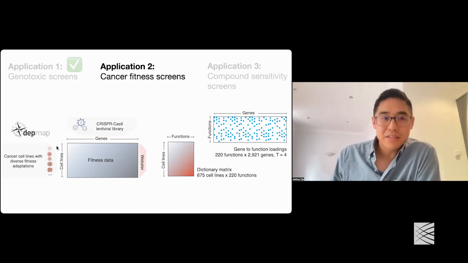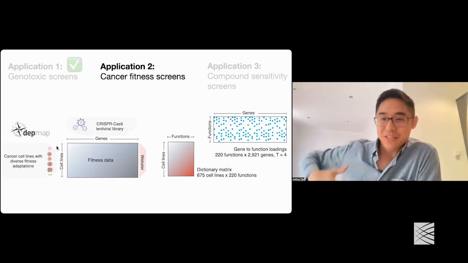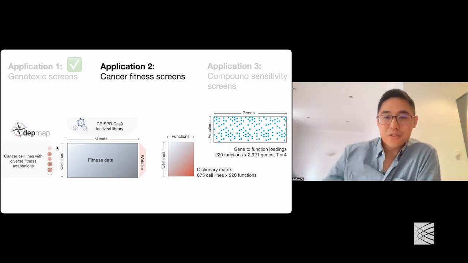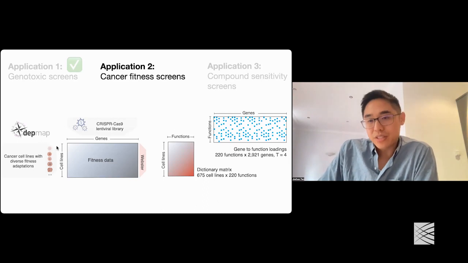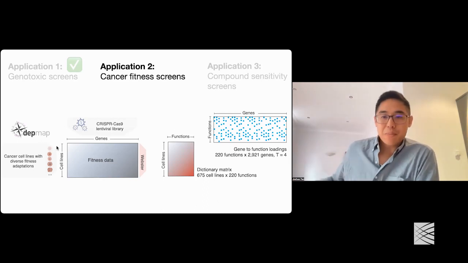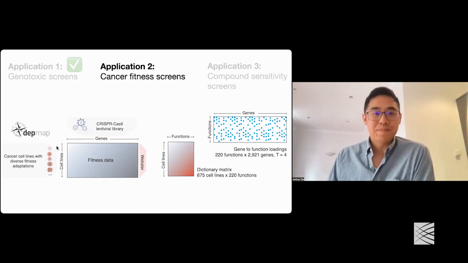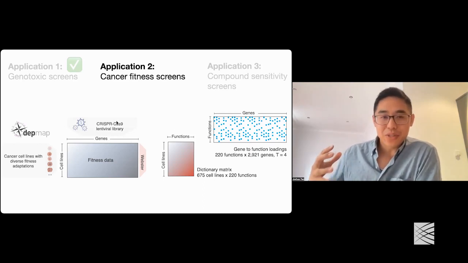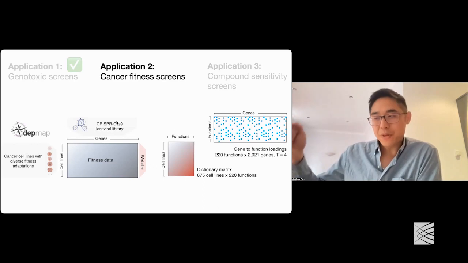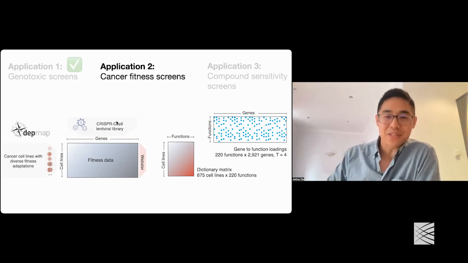Rather than taking a cell line and treating it with chemicals, you're just taking diverse cancer cell lines. These are cancer cell lines from all over the country, different patient samples, different tumor origins, metastases, primary samples, et cetera, that can grow on a dish. And these have all been screened with the same genome-wide CRISPR-Cas9 library. The result is a rich resource of which genes are responsible for cell growth in which cancer context, which is a great starting point for our model.